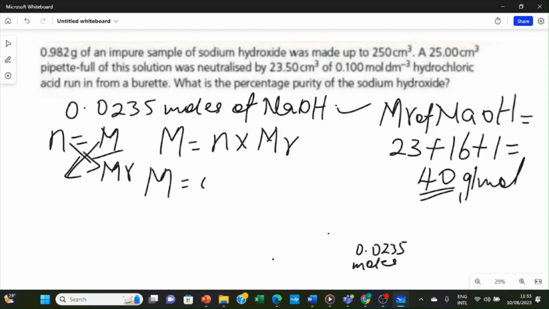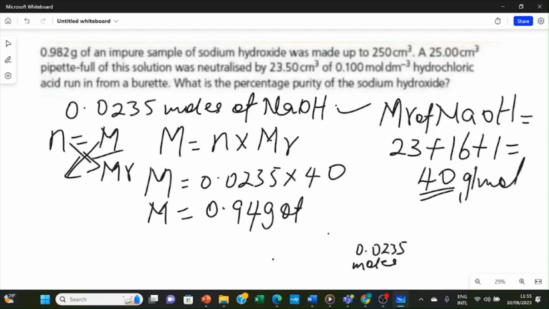So the mass will be equal to the number of moles, 0.0235, times 40. So the mass of the pure sample of sodium hydroxide will be equal to 0.94 gram of sodium hydroxide.